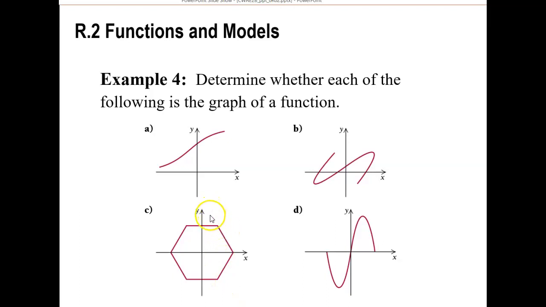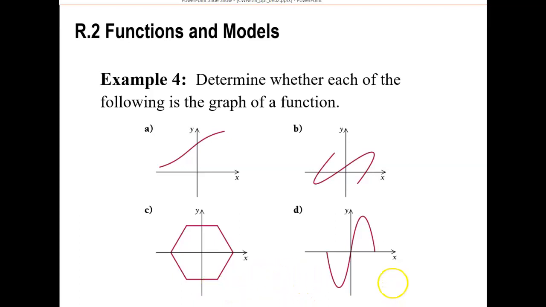C is also a no for the same reason. If I can draw a vertical line somewhere in here that would touch the graph more than once. So if you can find any place where there's a vertical line that hits the graph more than one time, it is not a function. So B and C are both no.